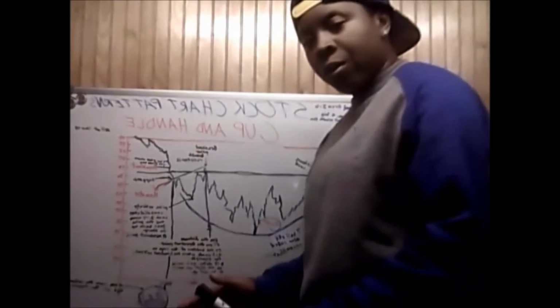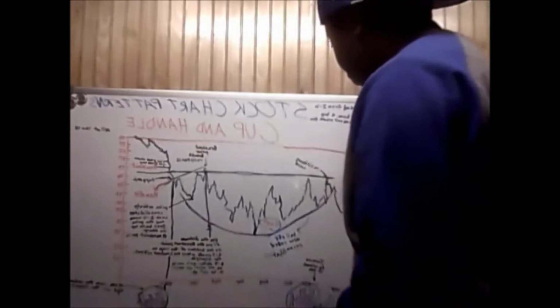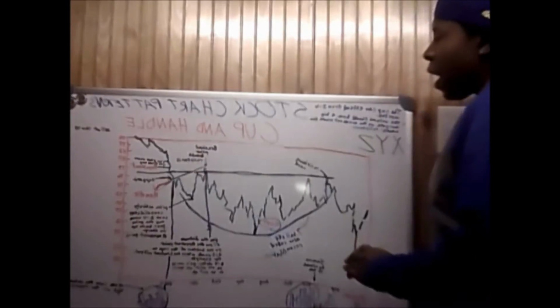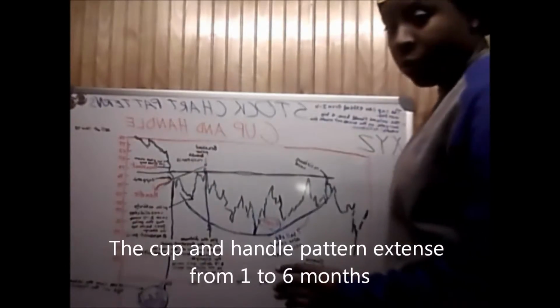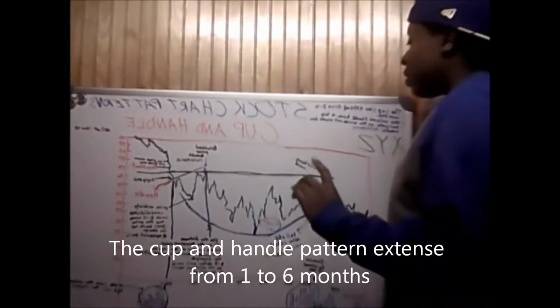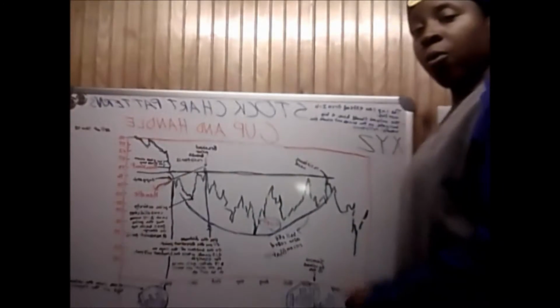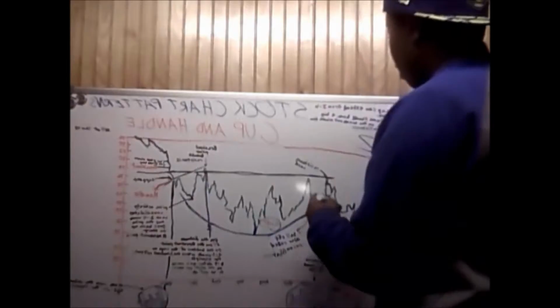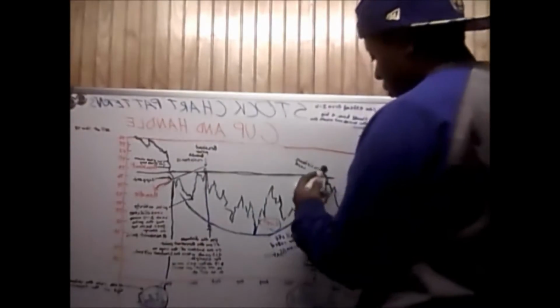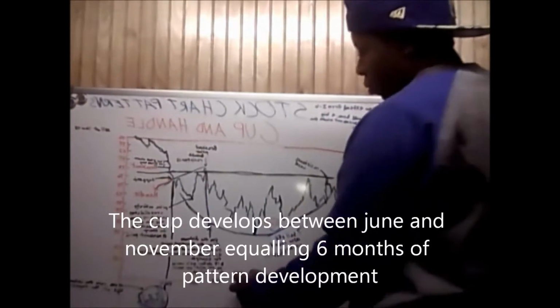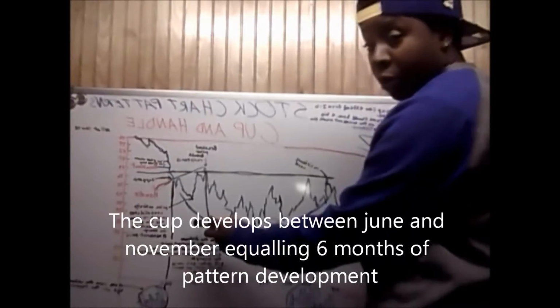Okay, so now we've gone over our four terms, so let's look at the whole cup and handle chart pattern. The cup and handle pattern extends from one to six months. With this example chart, the cup develops between June and November.